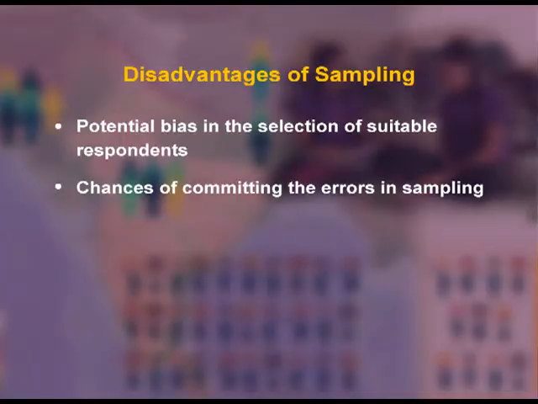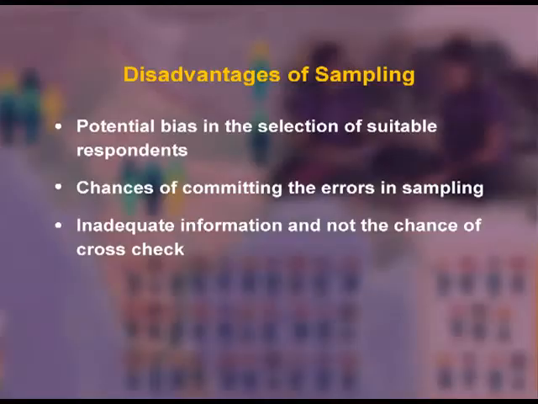Second, chances of committing errors in sampling. Due to inadequate sample size, there are chances of committing errors in sampling. Third, inadequate information without cross-check. Varieties of information are always collected from inadequate respondents without having any cross-check.